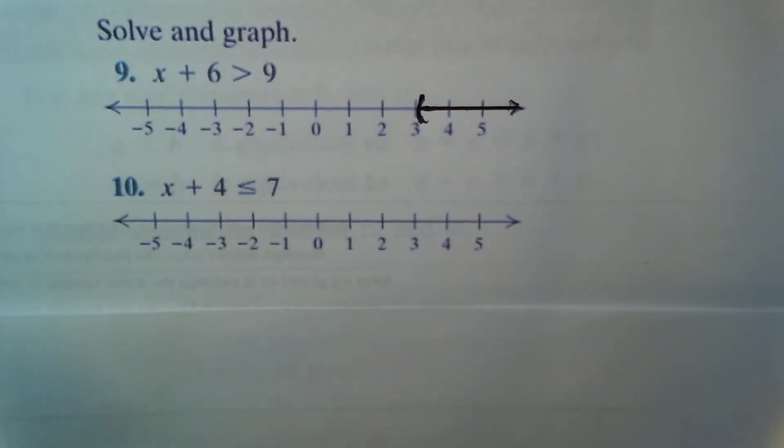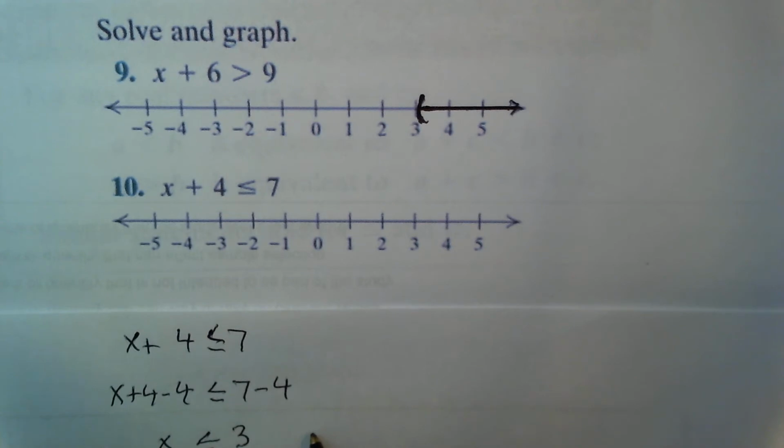Similarly, when we look at number 10, x plus 4 less than or equal to 7. By subtracting 4 on both sides, we isolate x. So x plus 4 minus 4 is less than or equal to 7 minus 4, and that then becomes x is less than or equal to 3. And so in interval notation, we have 3 here with a bracket, and it goes all the way to the left to minus infinity, and that gets a parenthesis. So this is our interval notation.